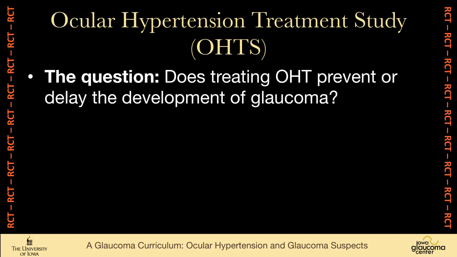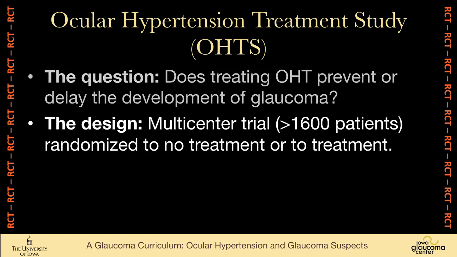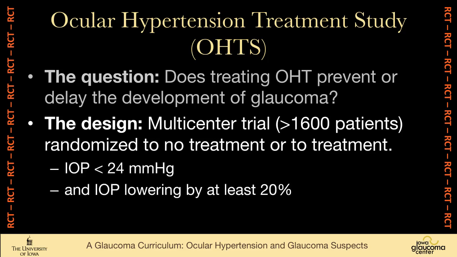The question is, does treating ocular hypertension prevent or delay the development of glaucoma? This is a multi-center trial, lots of individuals in this, 1,600 patients, randomized to no treatment or treatment, with the goal of bringing the pressure below 24 millimeters of mercury and lowering it by at least 20%.